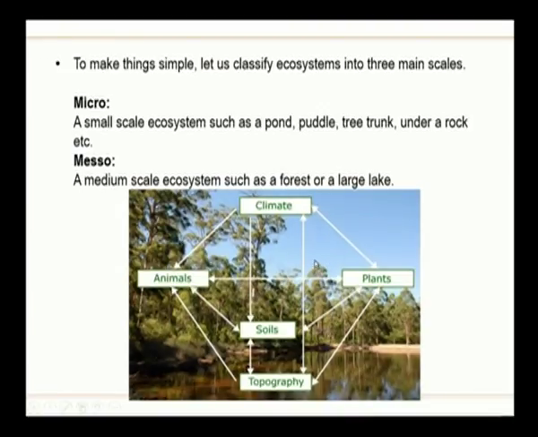So as we see in a large pond or a forest, everything starts with climate. The climate is interdependent with plants, and plants are present due to topography and soil, and because of plants there are animals. So we cannot take any one of these elements from this ecosystem because it will destroy the ecosystem completely. So this comes under the meso scale of ecosystem.